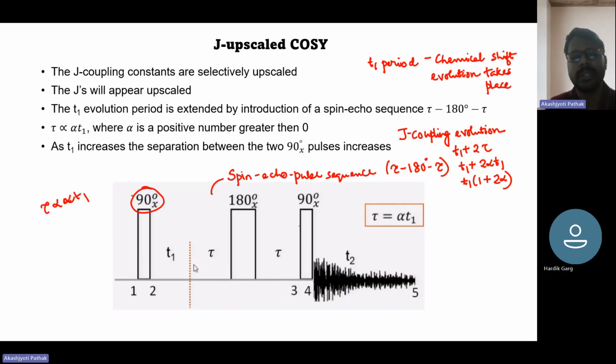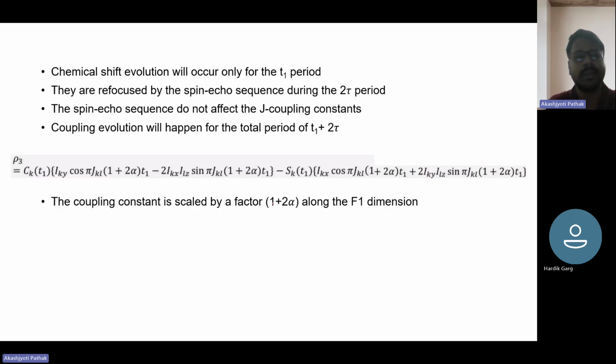What is time point 3? Here you see, before the application of this 90-degree X pulse, what is the value of this product operator? So this is the expression of rho 3. Rho 3 equals CKT1 IKY cos pi JKL (1 plus 2 alpha) T1. In this expression, you can see that in the T1 dimension there is an additional term, 1 plus 2 alpha, right?